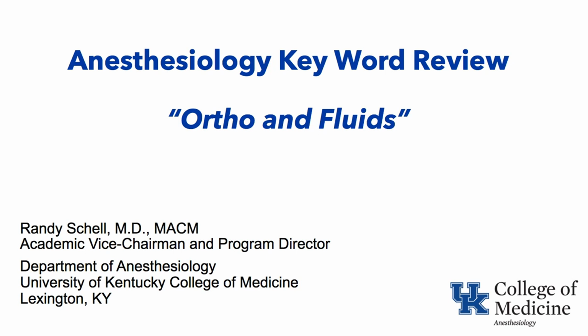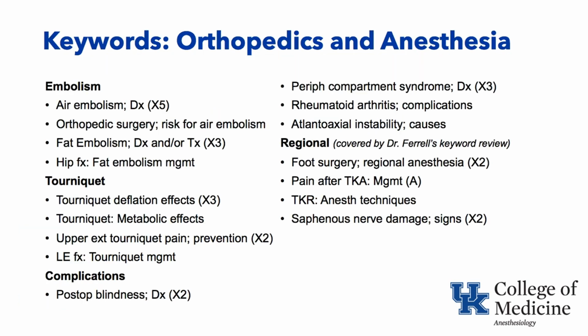Let's look at the keywords related to orthopedics in anesthesia first. These are broken down under the headings of embolism, tourniquet, and some miscellaneous complications. Under embolism, you can see that there are air emboli, fat emboli, and thromboemboli. Under tourniquet, there are issues with inflation and deflation, and tourniquet pain.